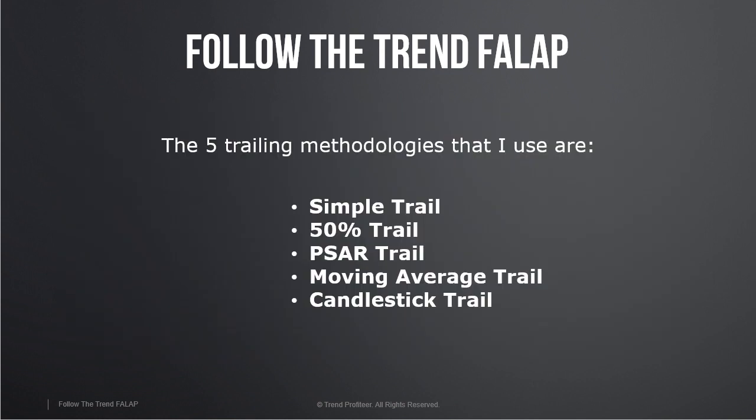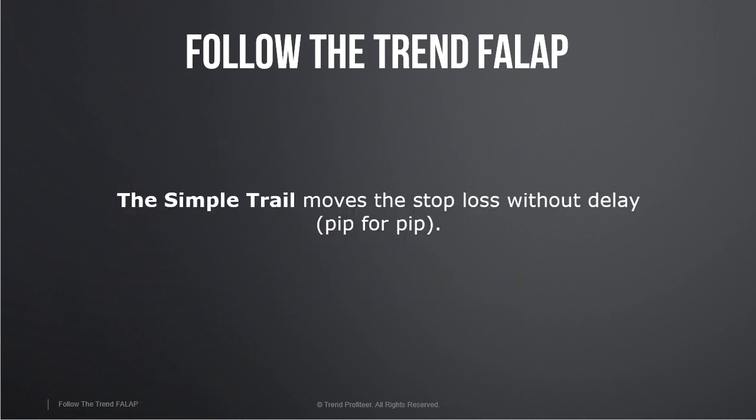So the 5 trailing methodologies that I use, and that are available in the Profitaire Trade Assistant, are simple trail, 50% trail, the PSAR or parabolic SAR, the moving average trail, and the candlestick trail. So we'll just go over the basics here. More information is available on these trailing methodologies in the quick reference guides and also in the user guide. So make sure that you look at that.